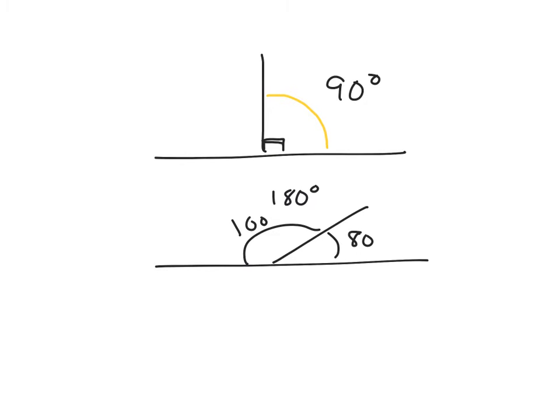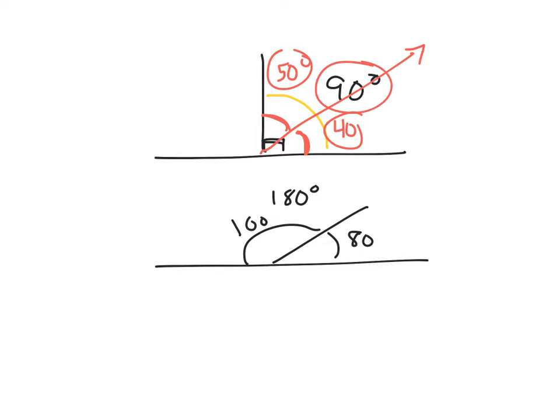Okay, so now, sometimes they split this angle up by a ray. So let's say this angle was 40 from here to here, then this piece of the angle from here to here is going to be 50, and 40 plus 50 equals 90. When you have two angles and they add up to equal 90, they call that complementary.